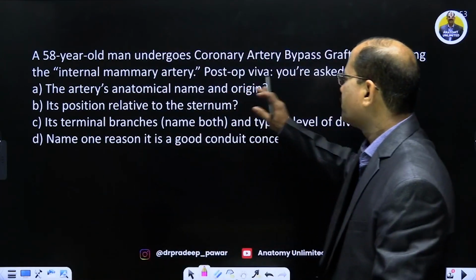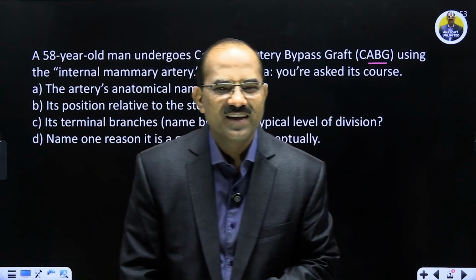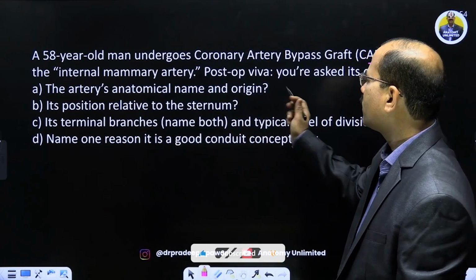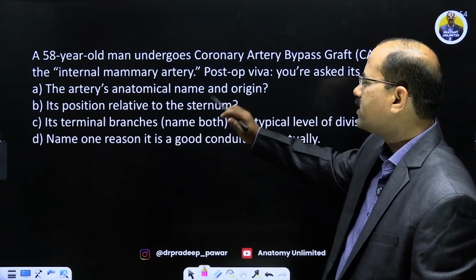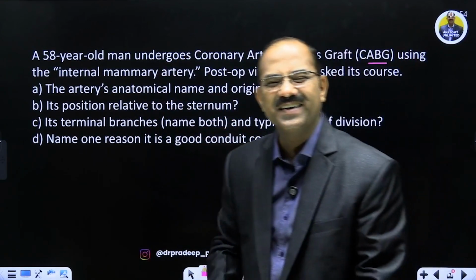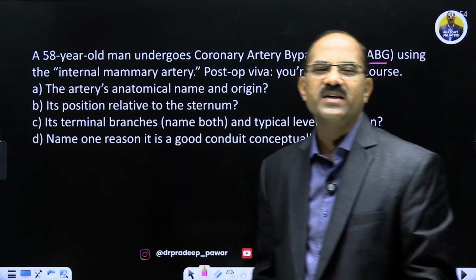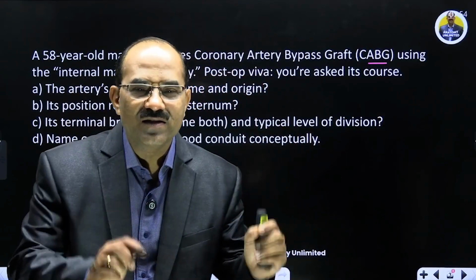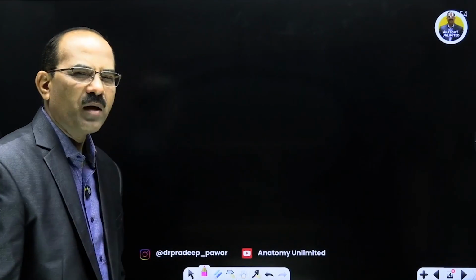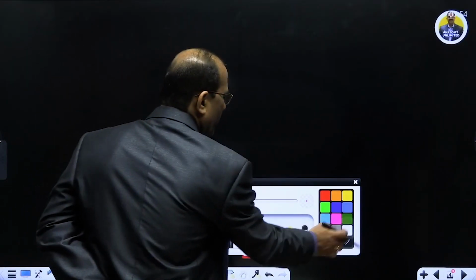Now, post-operative viva. You are asked the following questions. The artery's anatomical name and its origin. So what is the artery? It is mentioned here already. The artery is the internal thoracic artery, also known as the internal mammary artery. And this internal thoracic artery is a branch of, can anyone answer this?